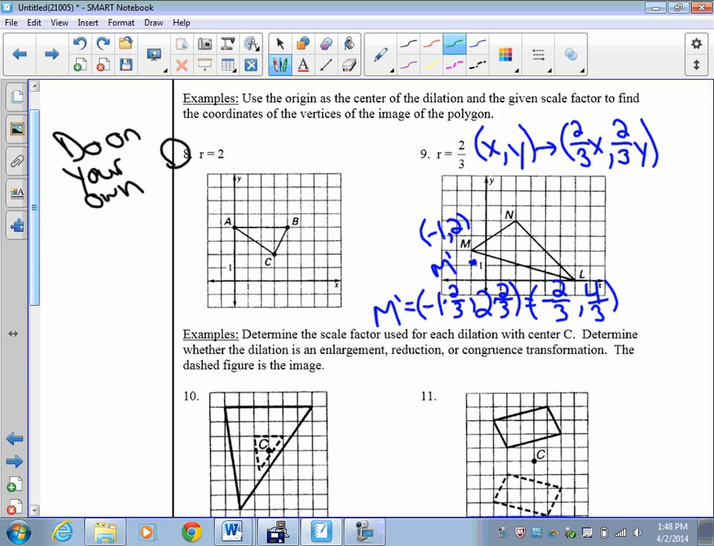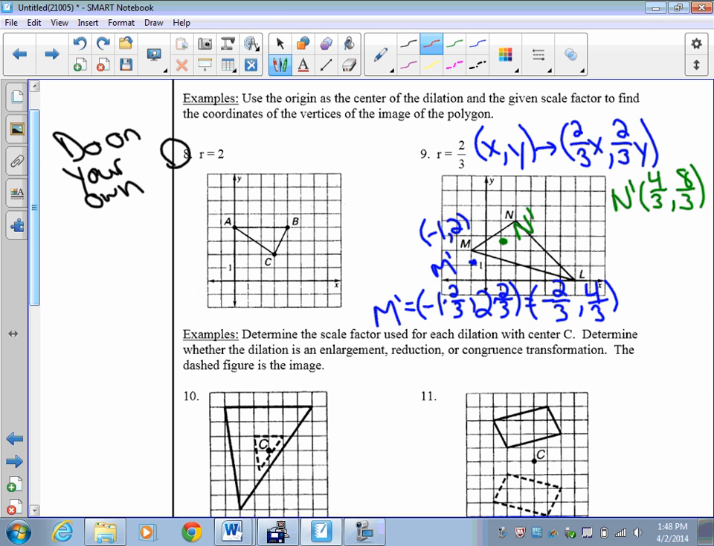I do the same thing for these other points. I just multiply everything by 2/3, and I should get n prime is equal to 4/3, 8/3. So whenever I graph that, 4/3 is a little past 1. 8/3 is almost up to 3. So it's right about there. This is going to be n prime.